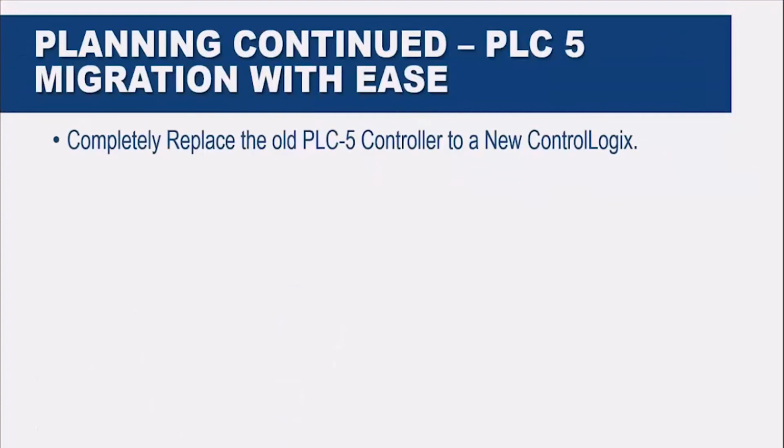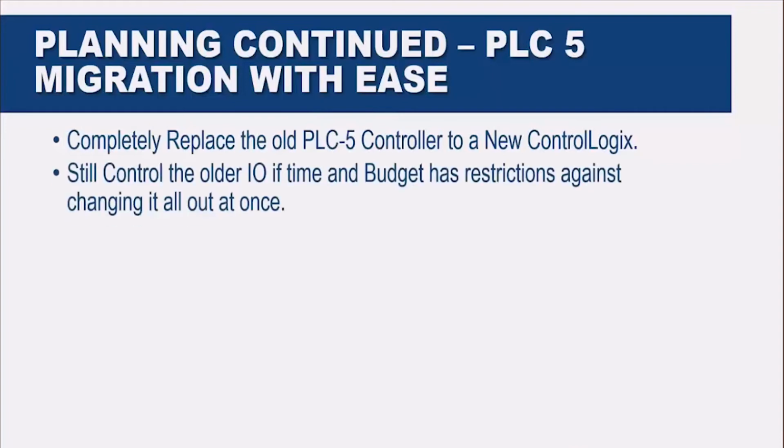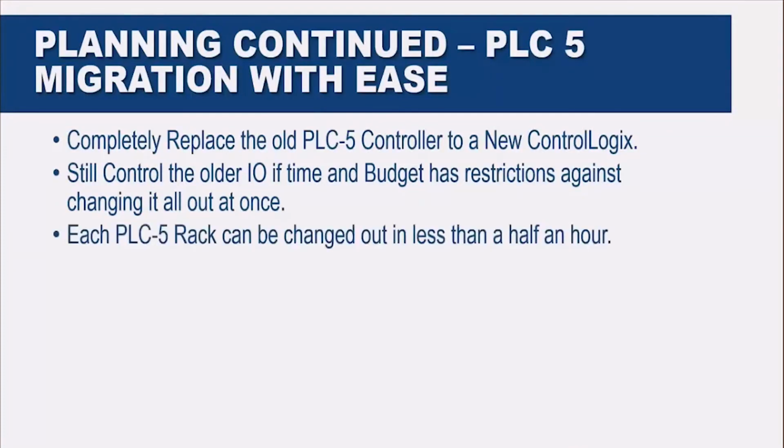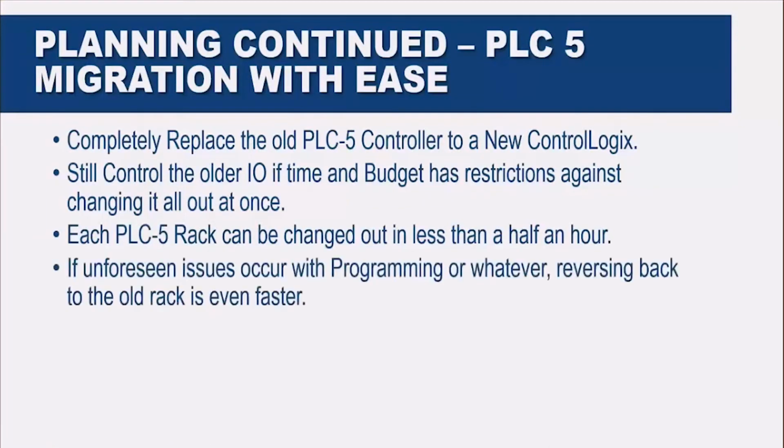Okay, talked about PLC 5. One of the cool parts is they came up with a really nice wiring system to go from a PLC 5 to ControlLogix. You still can control some of the I/O if the budget doesn't allow to change everything. Each PLC 5 rack can be changed out physically in a half hour. I've seen this done. And then if there's some issues with the programming, maybe you did your conversion and it's not performing the way you expect or need, reversing back is really easy as well because you're not cutting wires, pulling things, all of that.